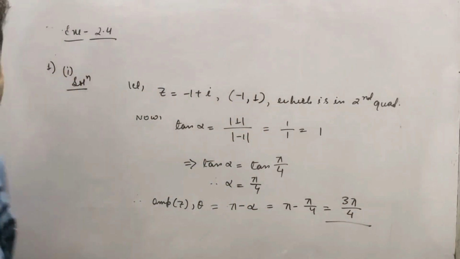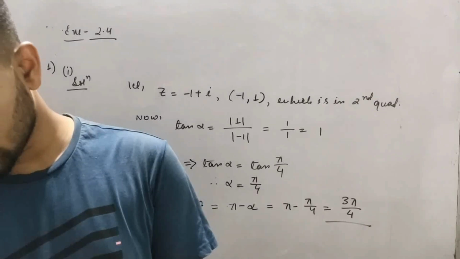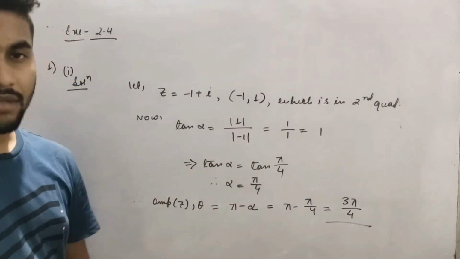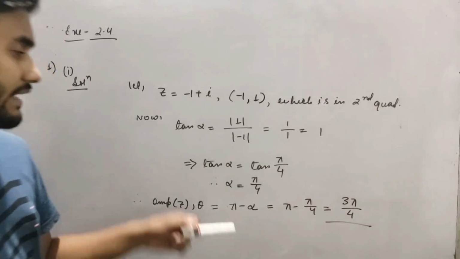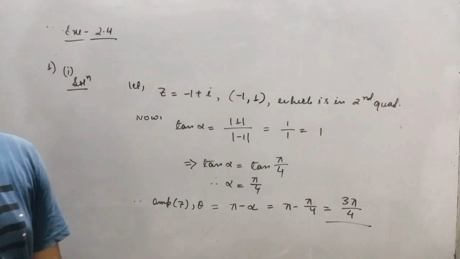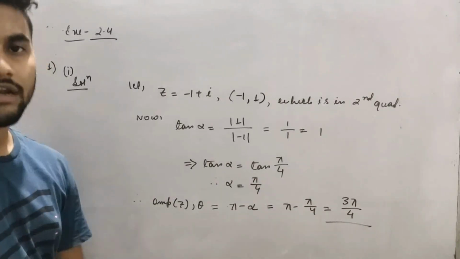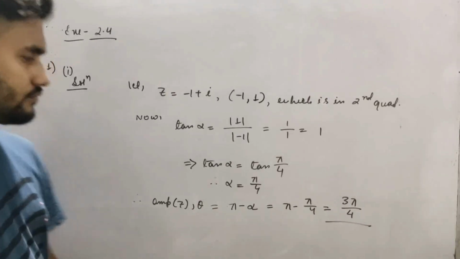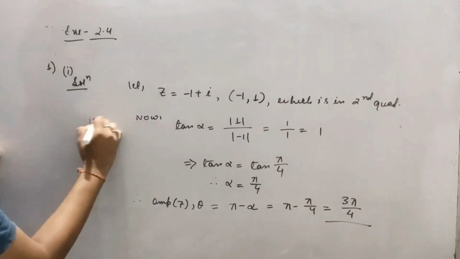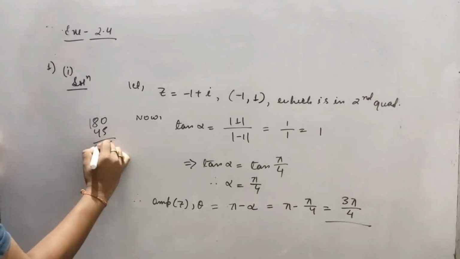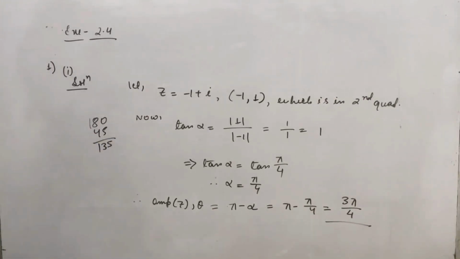So what is the amplitude of this question, minus 1 plus i? The amplitude is 3 pi by 4. Or if I write in degrees, then this will be 180 degree minus 45 degree. Subtract, you will get the answer. Understood? What is 180 minus 45? It is 135 degree.